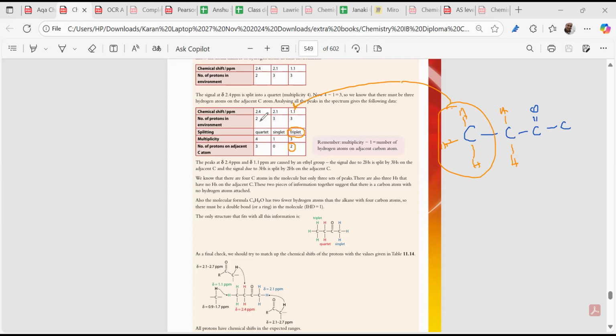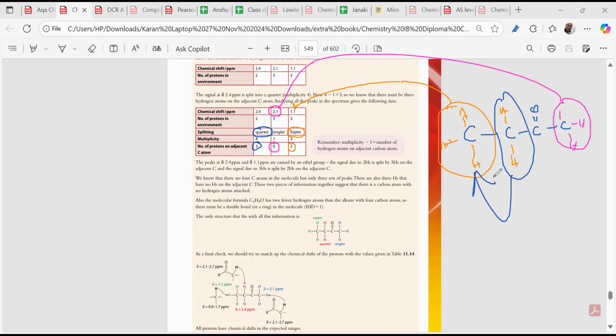Now what does this mean? 2.1. That means that it is next to a C double bond. And second, it does not have any hydrogen next, right? So we're very sure that this is the particular group, because this does not have any hydrogen next. And we're getting over here a quartet, meaning the next hydrogen count will be 3. So this is the group. Do you get my point? So this part you have to handle like this.